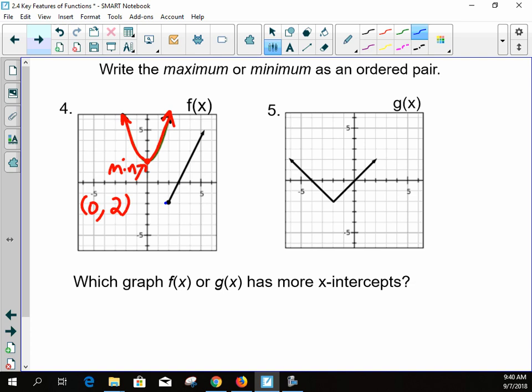All right. That is my minimum. And it is at 2, -2. Okay? One thing I really do want to point out to you. This is f of x. This is f of x. This is g of x. So if they want to know the minimum of g of x, you're going to look over there. I'm not going to do that one. You're on your own.